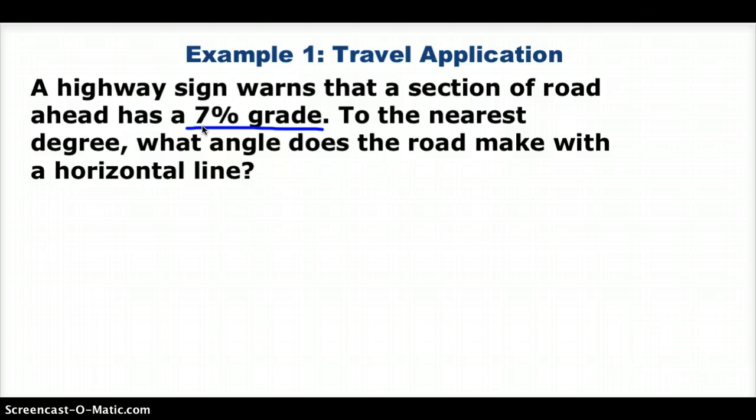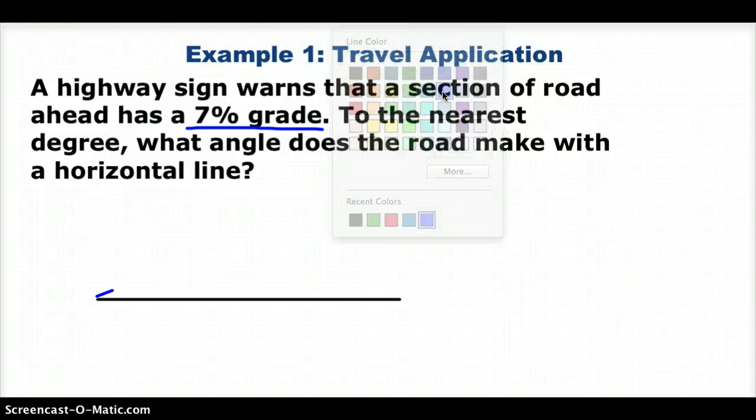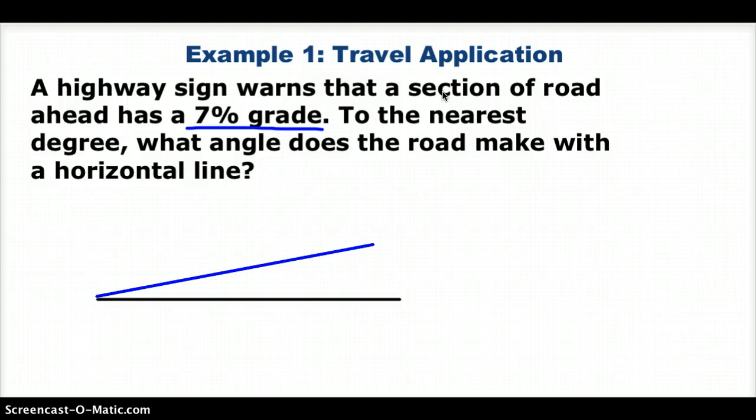And so let's maybe start by drawing a horizontal line. So let me grab my tool here. Here's our horizontal line. And now we want to draw the road. I'm going to choose a different color. I'll choose blue to draw the road here. So here's maybe our road in blue.